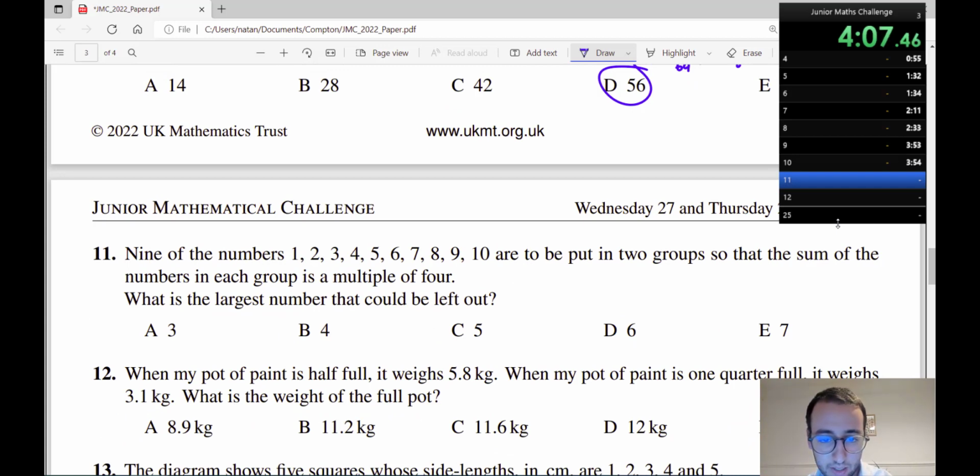Okay, let's slow down. 9 of those are to be put into 2 groups, so the sum of the numbers in each group is a multiple of 4. What's the largest number that can be left out? Whoa, what?